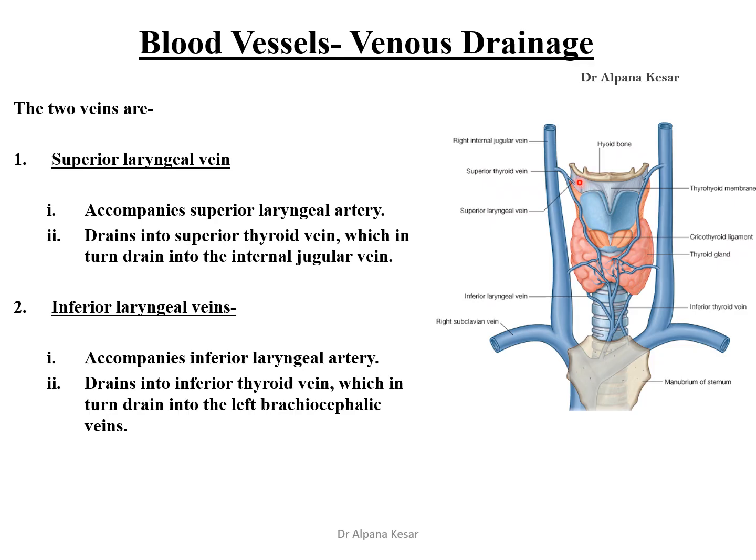Superior laryngeal vein, after draining blood from the upper half of the larynx, drains into the superior thyroid vein, which in turn drains into the internal jugular vein. The inferior laryngeal vein, after draining blood from the lower half of larynx, drains into the inferior thyroid vein. Inferior thyroid vein in its turn drains into the left brachiocephalic vein.